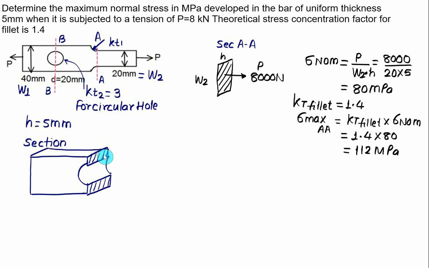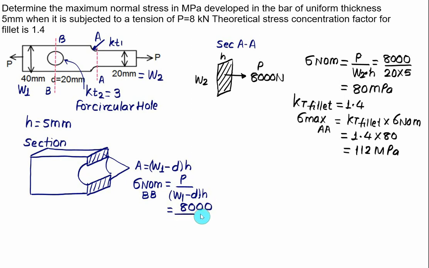So this total area will be equal to width W1 minus the diameter of hole D, multiplied by thickness H, and at the same point we have the same force equal to P. So the nominal stress at section BB will be P divided by the area, which is W1 minus D multiplied by H. In this case P is same, 8000, divided by W1, which is 40, minus diameter of hole 20, multiplied by thickness 5. So in the denominator again we are getting 100, so the nominal stress produced is equal to 80 MPa.